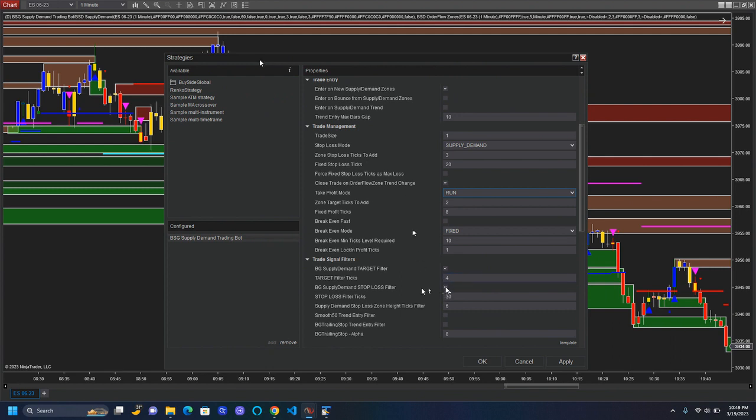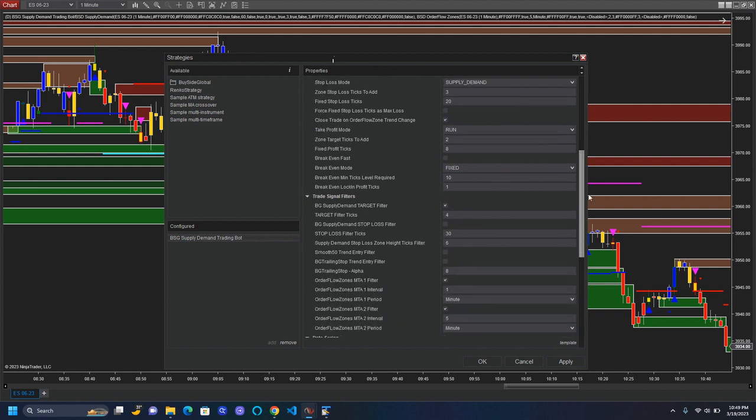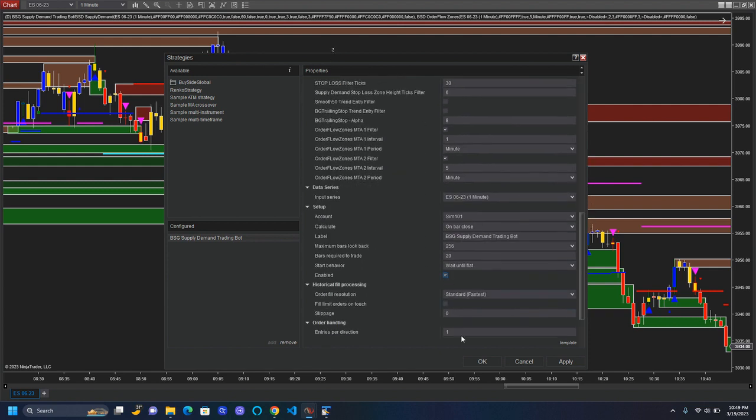I'm going to remove the stop loss filter because I'm using the other option of closing the trade when the trend is changed. But I need to make sure there is a value area on the target side. All right, let's see.